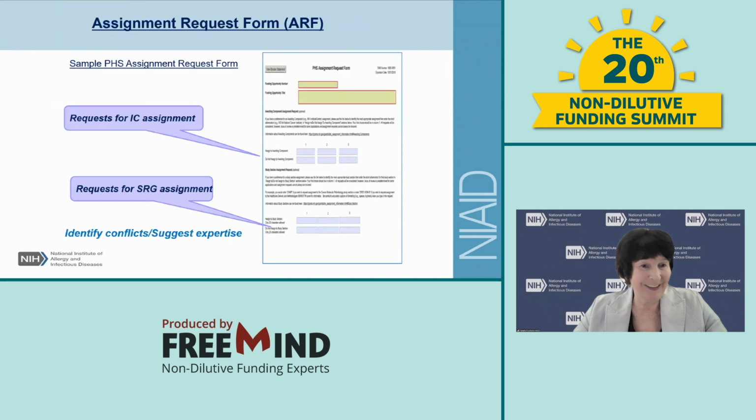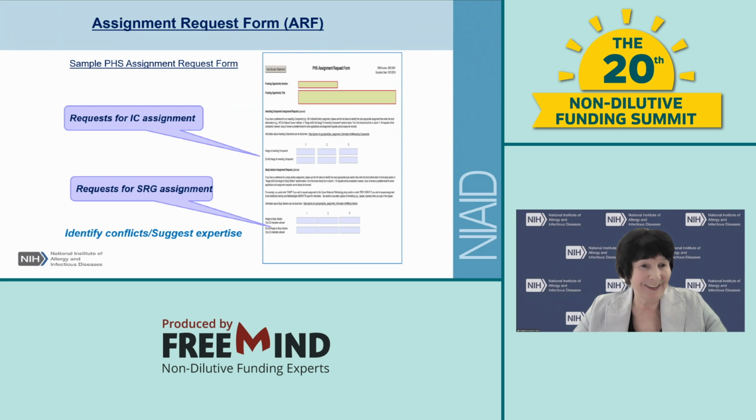This tool is also very helpful. This form is in your application package. You can request assignment to the institute. For example, we have conversations with applicants, and they are definitely within the mission of NIAID, and we always recommend this. They can ask for assignment to our institute, but you can actually request assignment to up to three institutes. The reason is that sometimes science can overlap between institutes.